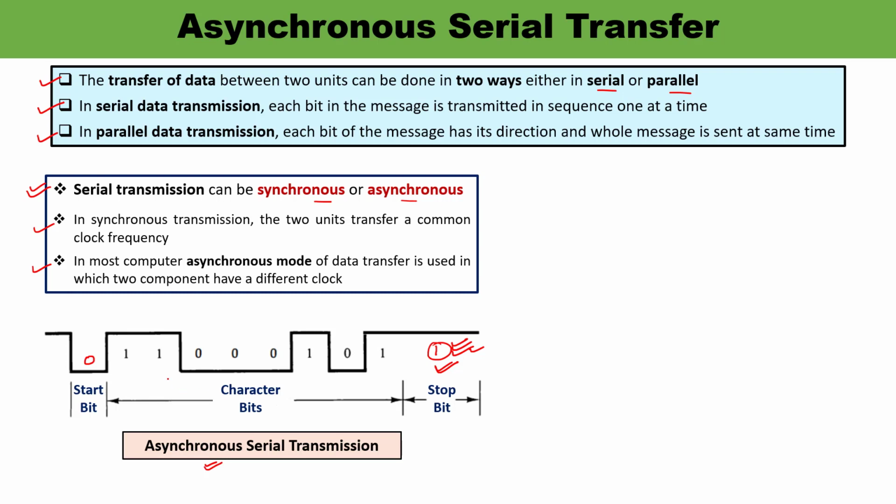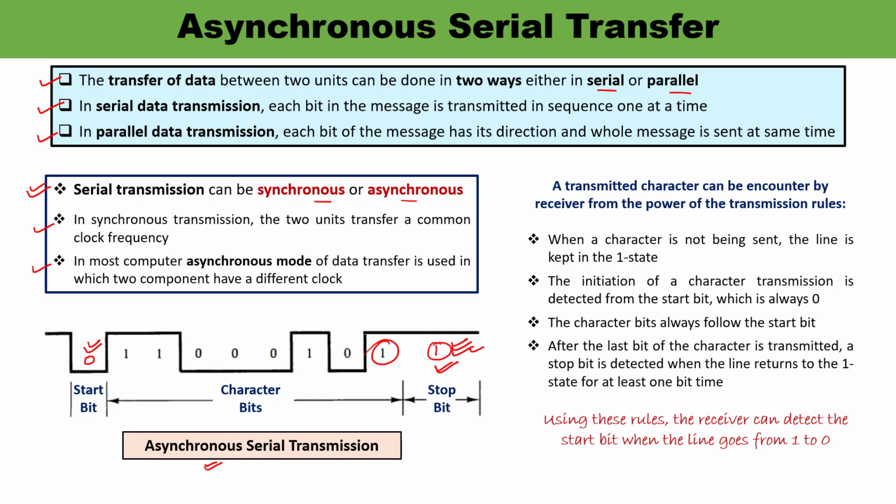So the start of a character is detected by bit 0. The character bits always come after this start bit, and right after the last bit of the character, the state of the line will be at logic 1. This is how a transmitted character can be recognized, and with the help of these rules the receiver will get to know when there is a start of the character message and when the line goes from 1 to 0 or 0 to 1. So this is about asynchronous serial transfer.